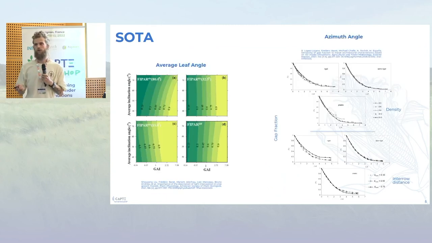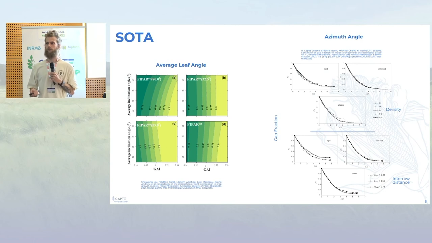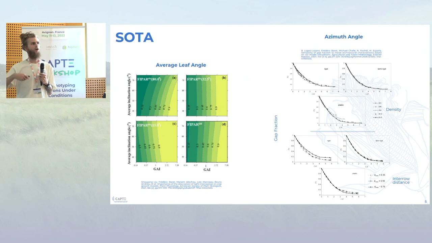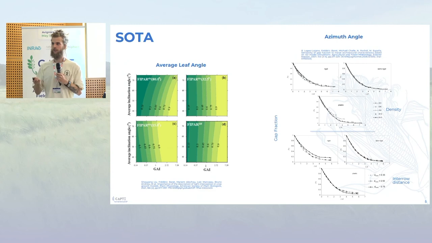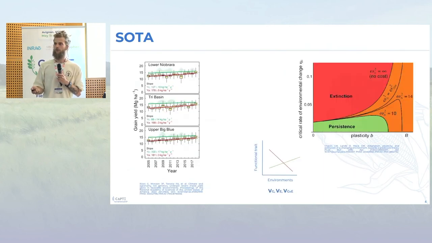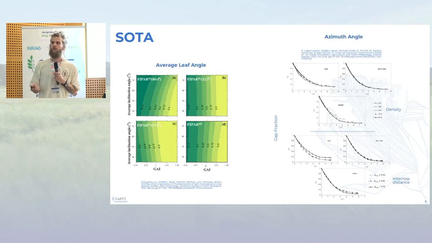I won't spend a lot of time on this slide, because the only thing I want to say is that the structural and architectural traits of above-ground plant material are really important, because that's where all the relationships and links I mentioned between plastic and structural traits occur. The canopy structure in those two famous traits has a huge impact on light interception, of course, as we already said in the last few presentations.